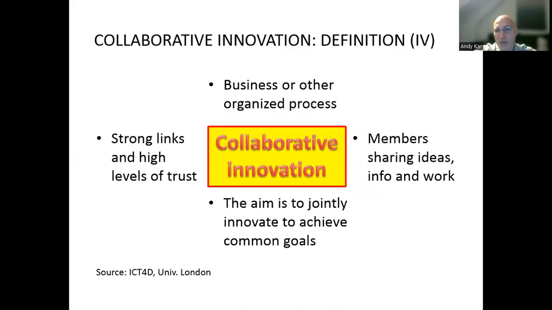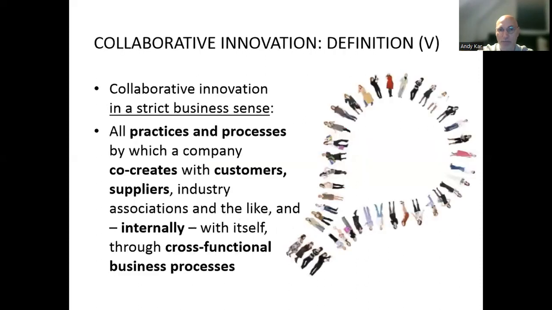Collaborative innovation, which is based upon collaboration and, of course, has its eyes on innovation, has to do with business or other organized processes. Members share ideas, info, and work. The aim is to jointly innovate to achieve common goals, with strong links and high levels of trust. So it involves high levels of trust, because otherwise we are not discussing collaboration, maybe cooperation. So we have our eyes on innovation, but we never forget that we are collaborating with these people, and collaboration means trust and common goals. A win-win situation, as we discussed already, for everybody involved.